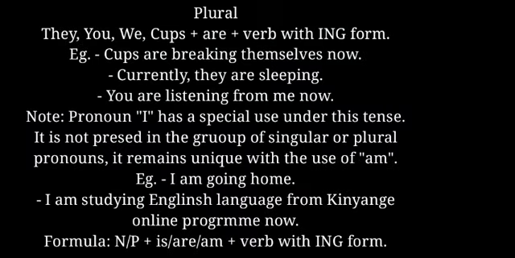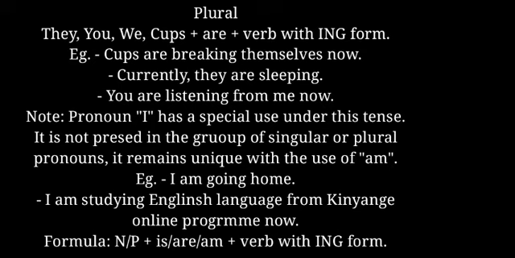Plural form. In plural, we have subjects like they, you, we, and nouns like cups and the like. We put the word are plus the verb with the ing form. For example, cups are breaking themselves now. Currently, they are sleeping. You are listening to me now.